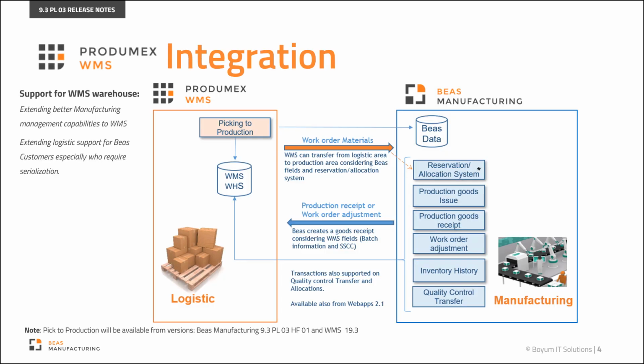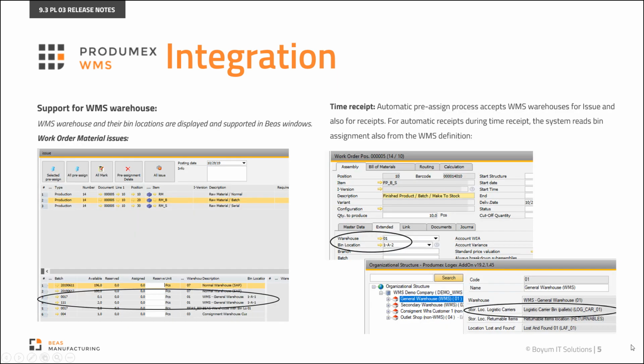For customers who combine Beas manufacturing and WMS, we have worked on the communication between them to support production stock transactions even when they are required in a WMS warehouse. In this version, the users can make production goods issues and goods receipts directly to a WMS warehouse, taking advantage of all features offered by WMS and avoiding having to transfer to an SAP warehouse. In the following section of our video, we're going to talk about our support to WMS warehouses, which is displayed and functioning in several Beas windows.